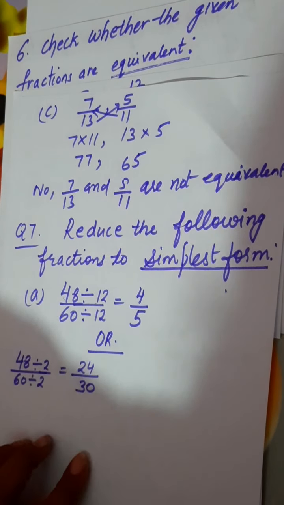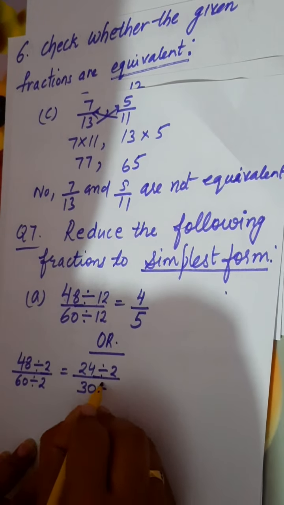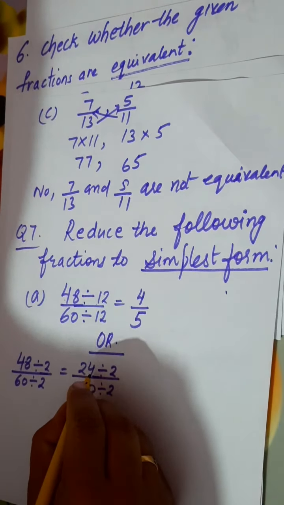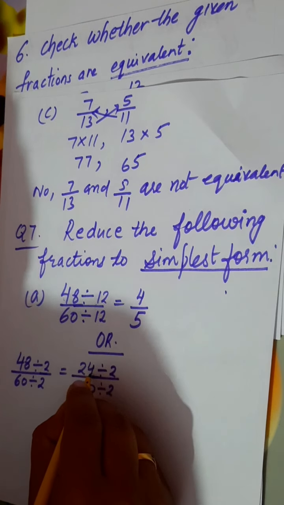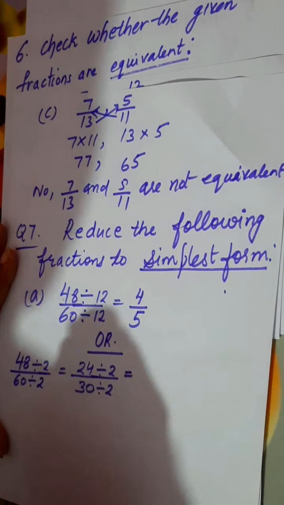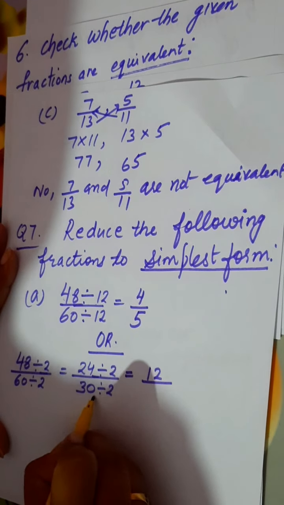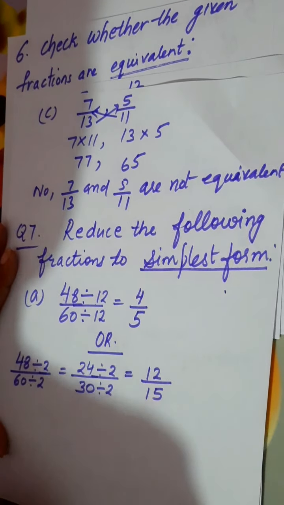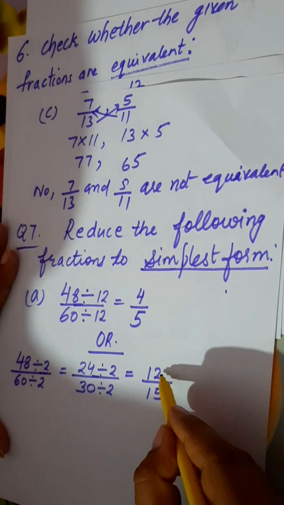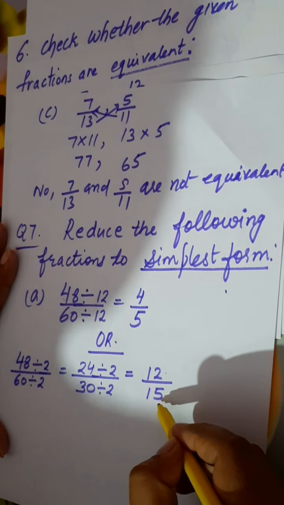Both are divisible by 2 also. I just divide 24 by 2, 30 by 2 because at one's place we have even digit. When you divide 24 by 2, you will get 12. When you divide 30 by 2, you will get 15. Now I get 12 upon 15. 12 is divisible by 2, but 15 is not divisible by 2.